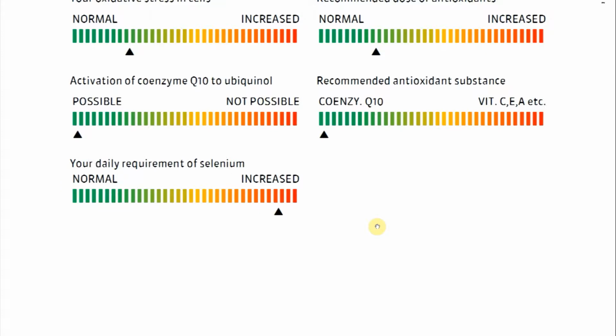So again, what we do is we look at this, we find out how high your requirement of selenium is, and then we evaluate every one of the 1,000 different types of food, and we can find out this has a lot of selenium, you need a lot of selenium, so we're going to recommend this type of food more. That's the concept of oxidative stress.